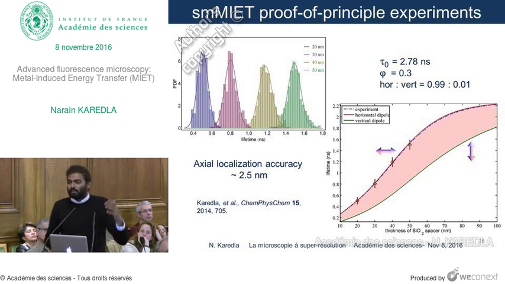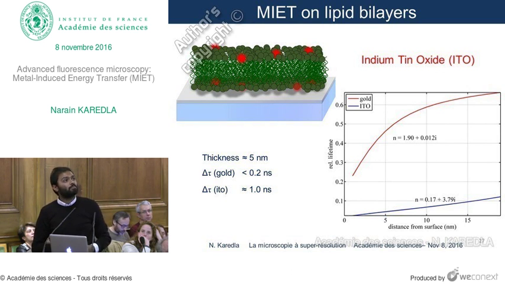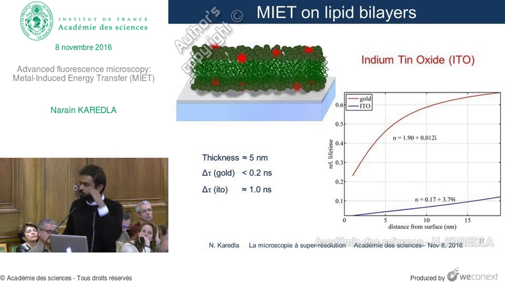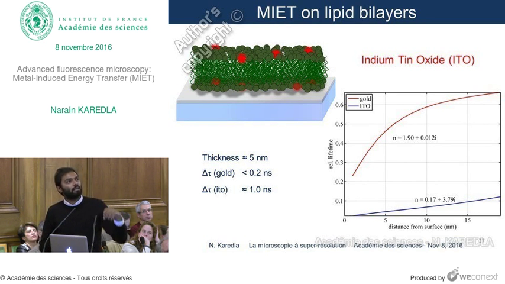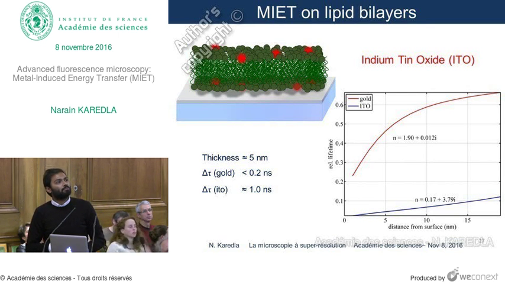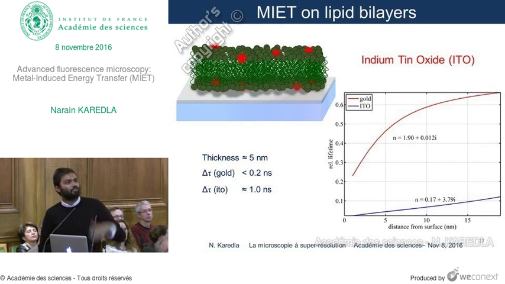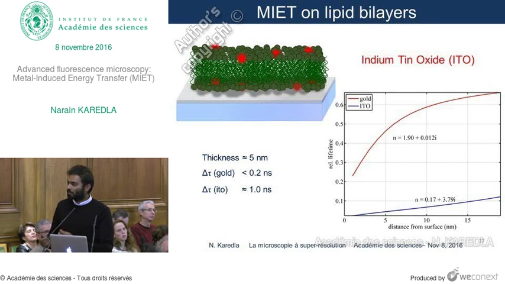If you ask whether this resolution is enough for resolving protein complexes, because proteins are usually in the order of 5 to 10 nanometers, we tried measuring lipid bilayers. It's basically a cell membrane, which has two layers, the top and the bottom layer, which are labeled. The height of this bilayer is 5 nanometers. If you use gold as a substrate, the lifetime difference between these two layers is less than 0.2 nanoseconds at best, which you will not be able to resolve if you record a point measurement.